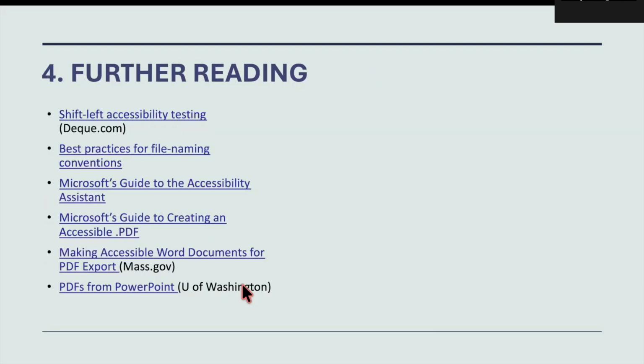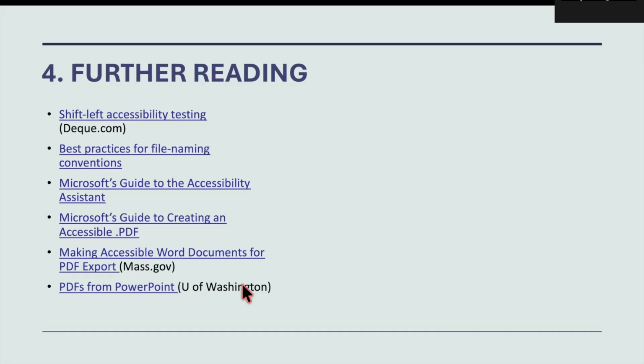Put some further reading for you all. If you are a big accessibility nerd like myself, here are some things you might want to read up about, including more about shift left accessibility testing, including some math you can use to actually demonstrate the savings that you can accrue from using shift left accessibility testing. An article on best practices for file naming conventions. Microsoft's own guide to the Accessibility Assistant. They're switching from calling it the Accessibility Checker to the Accessibility Assistant. It's still a good article that will answer a lot of your questions.